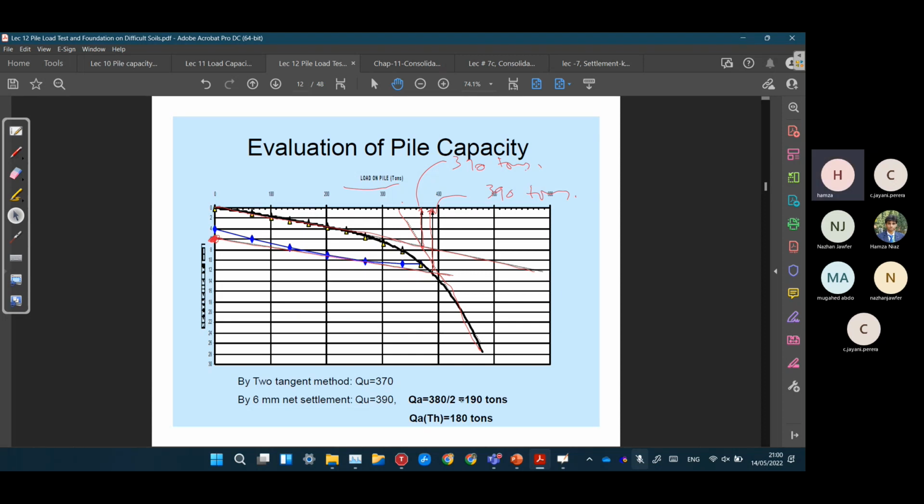Take the average. We get the ultimate load as 370 plus 390 divided by 2, which is 380. Now the allowable load is Q ultimate over factor of safety. If we assume a factor of safety of 2, then 380 by 2 is 190 tons. So this way we can get the allowable pile capacity from the pile load test.